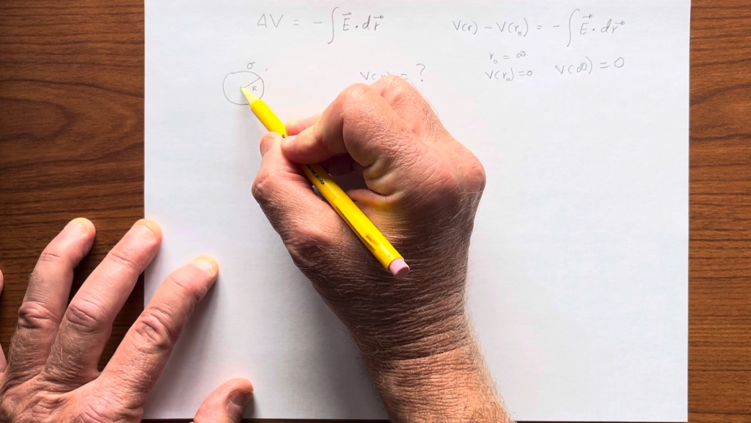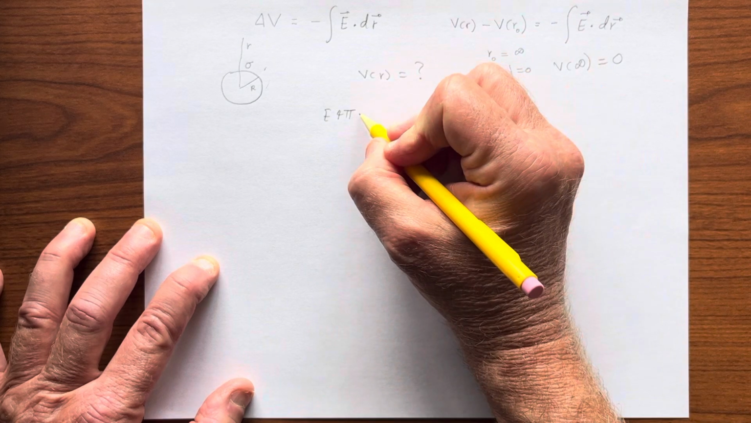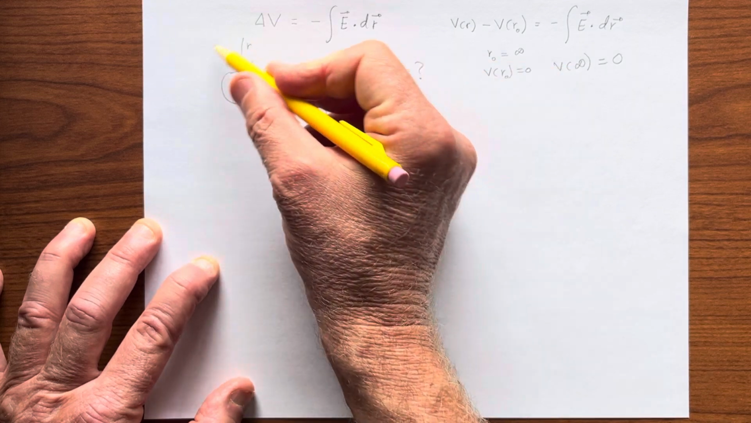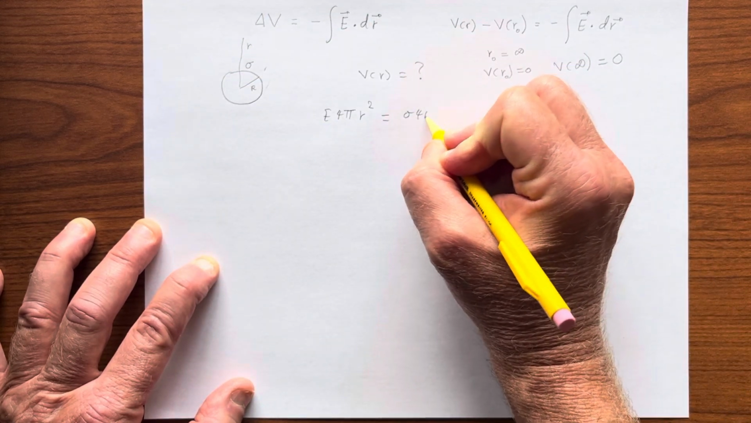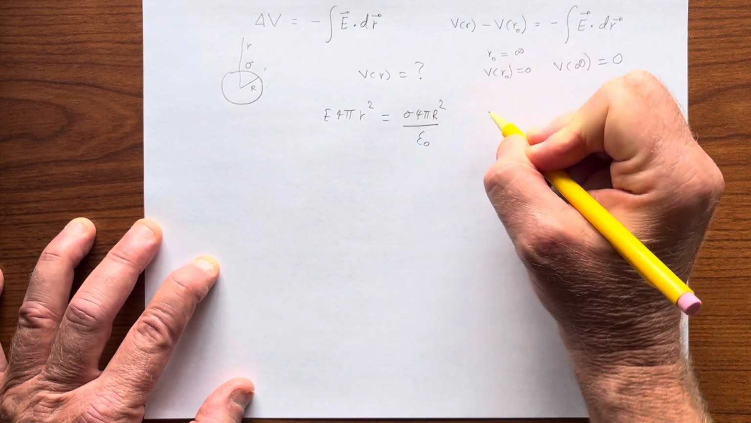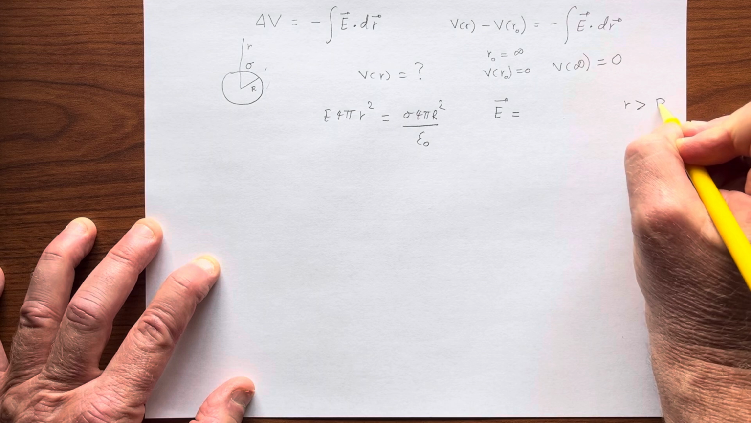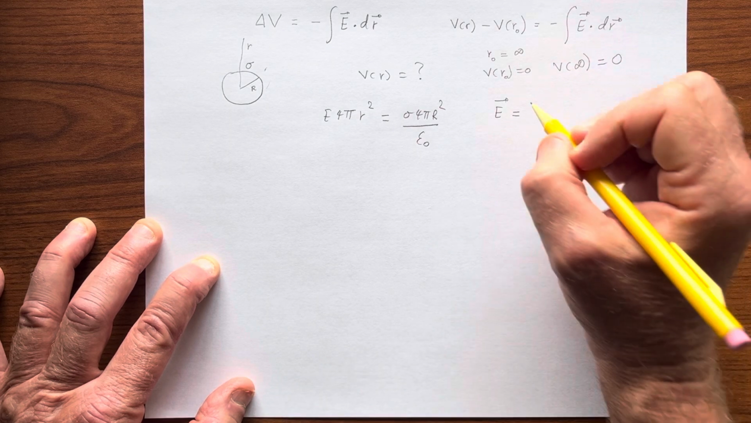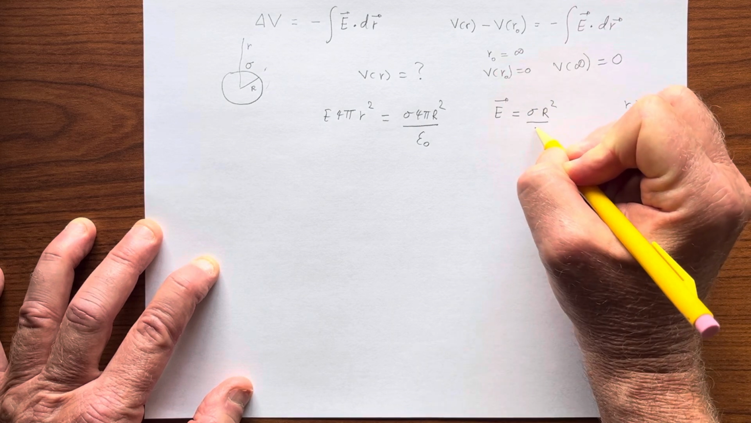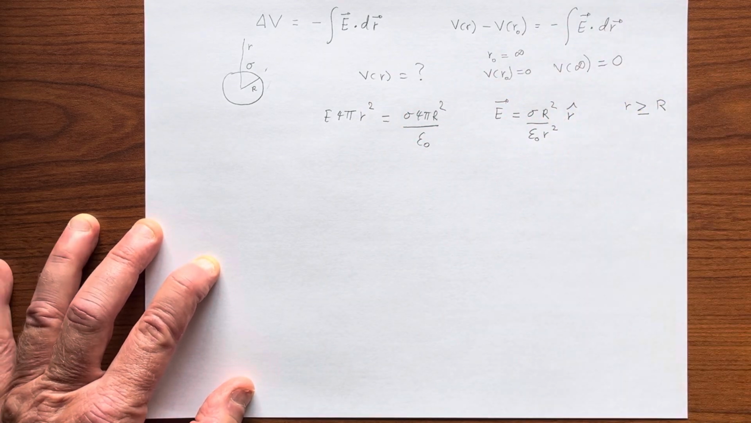If we want to find the electric field at some r value that's greater than capital R, then Gauss's law reads E times 4 pi r squared on the left-hand side, equal to all the charge inside the Gaussian surface, which is sigma times 4 pi capital R squared, because the charge lives on the shell, over epsilon naught. So the electric field for r greater than or equal to capital R is sigma R squared over epsilon naught r squared, solving for E, and then we put the unit vector, r hat.